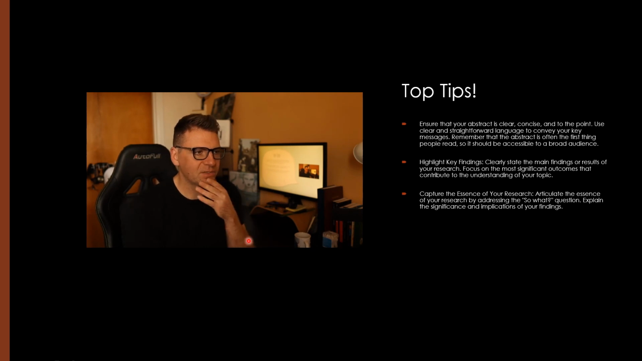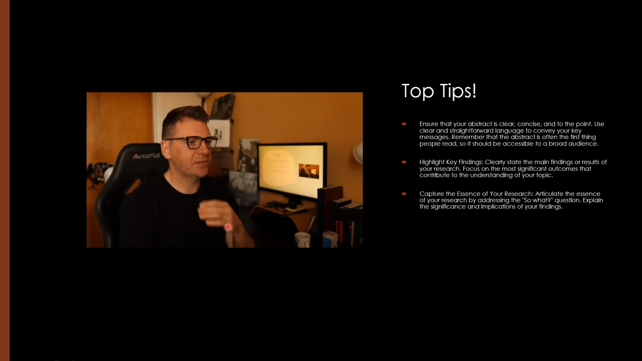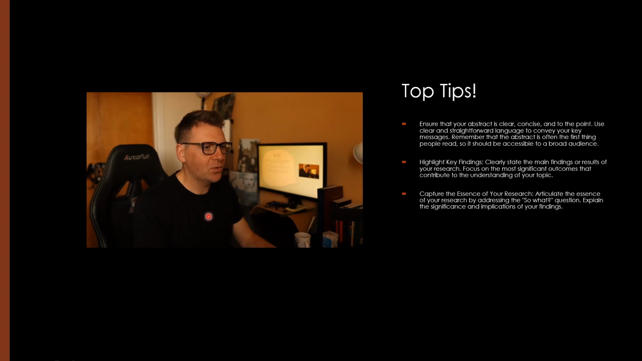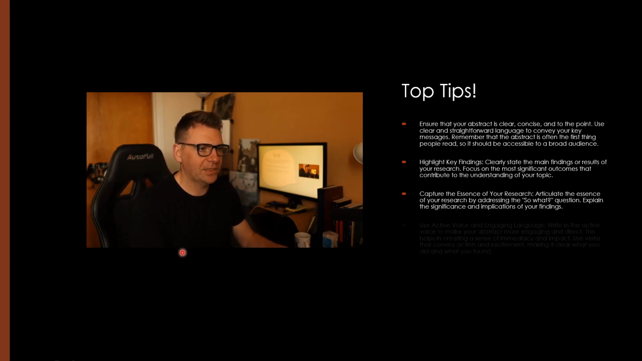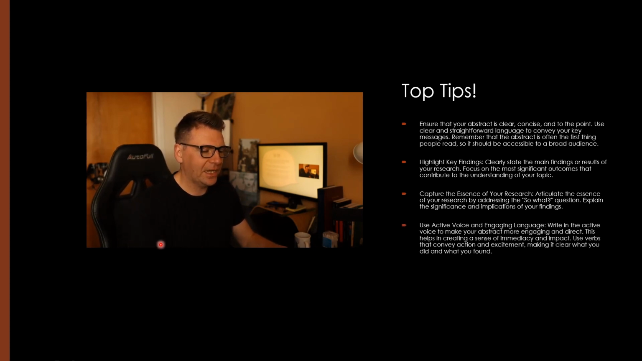Capture the essence of your research. So articulate the essence of your research by addressing the so what question. Explain the significance and implication of your findings. Use the active voice and engaging language. So write in the active voice to make your abstract more engaging and direct. This helps in creating a sense of immediacy and impact. Use verbs that convey action and excitement, making it clear what you did and what you found.